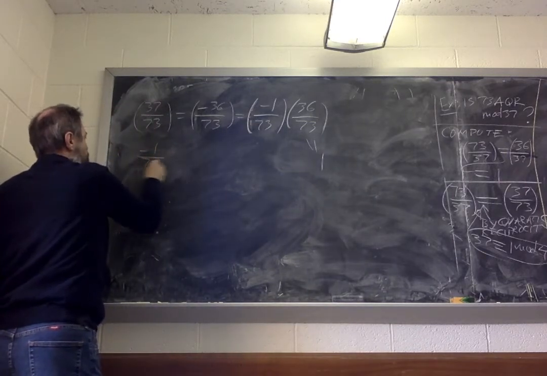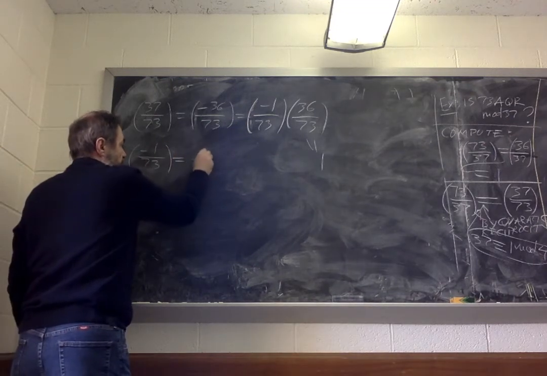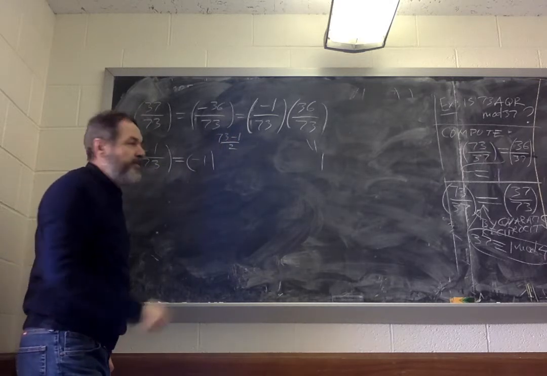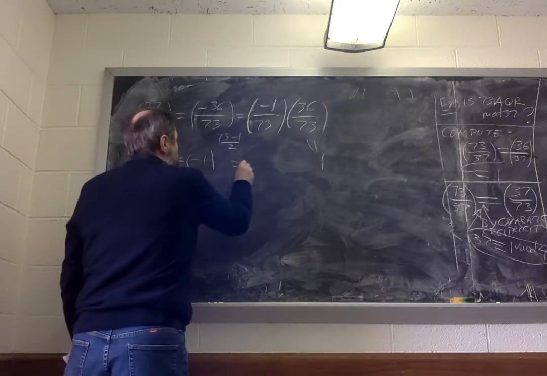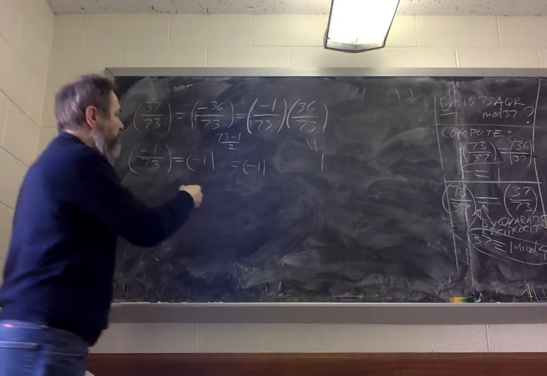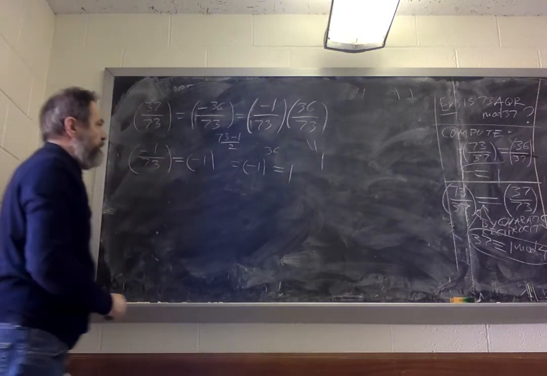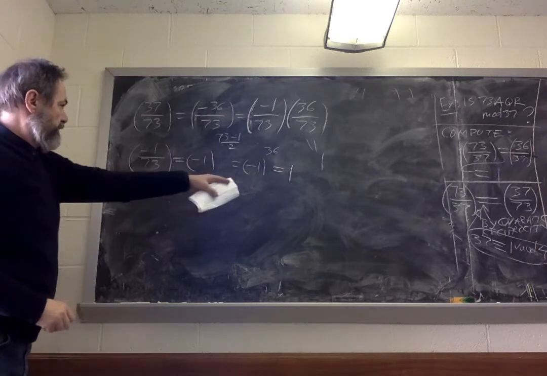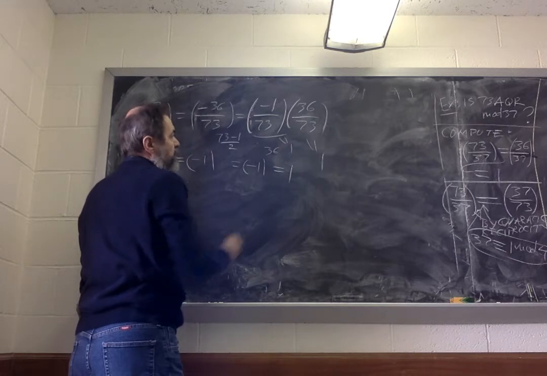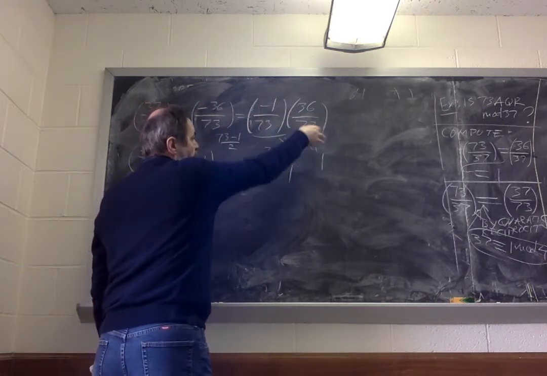And the other one is minus 1 over 73. For this I have a formula because I have a minus 1: minus 1 to the (p minus 1) over 2. So this is minus 1 to the 73 minus 1, which is 72, divided by 2 is 36. And this is plus 1. Now that I have this plus 1, I can come back here and conclude that the product is 1 times 1, which is 1.